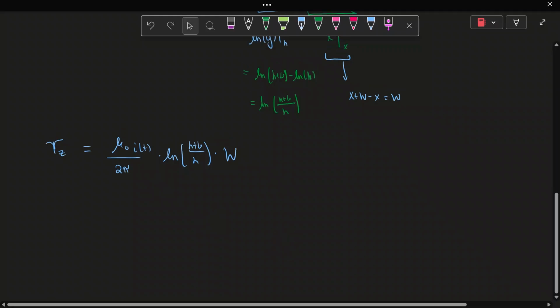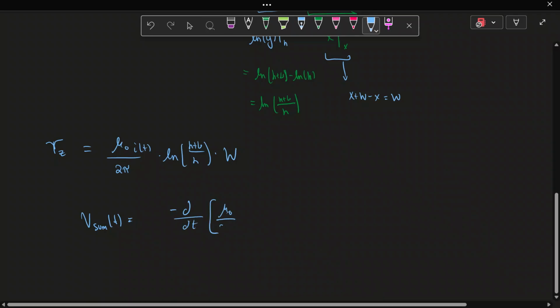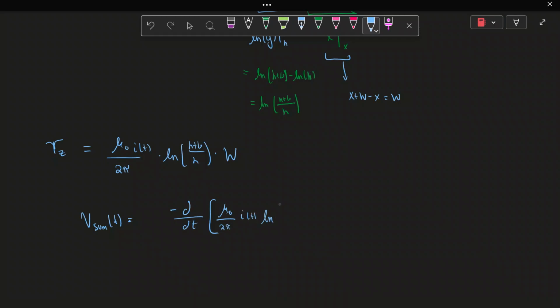Okay, so now what do we do? Well, remember, V sum, or the voltage, is now going to be equal to the negative derivative of this. So negative d over dt of the entire thing, which is mu naught over 2 pi I of t natural log of h plus l over h w. Now, we're taking it with respect to time t.